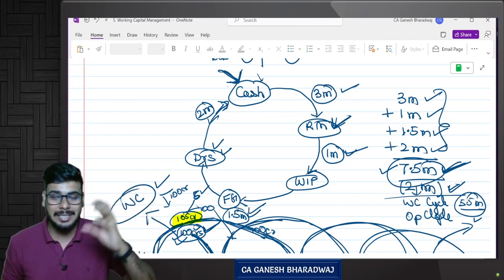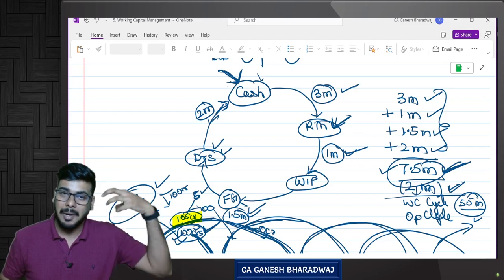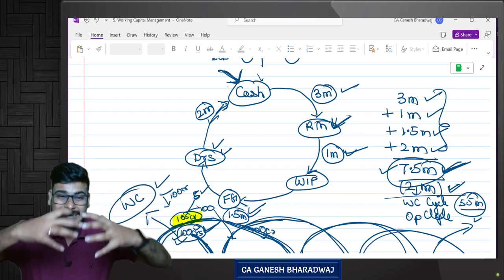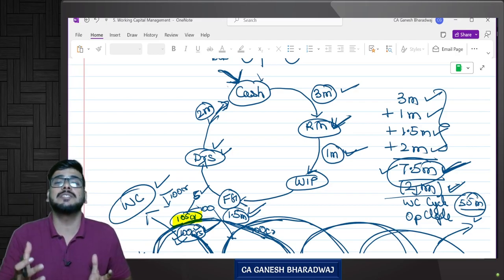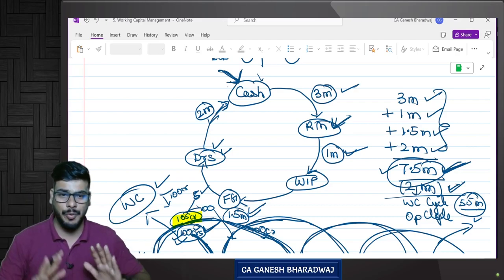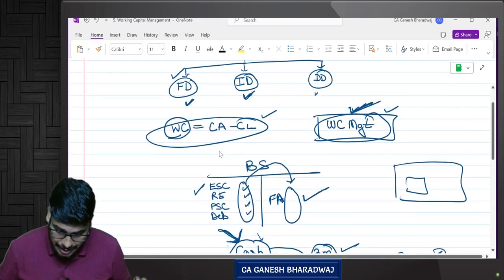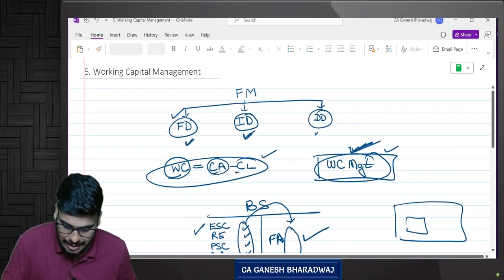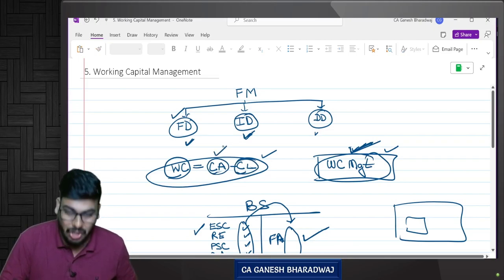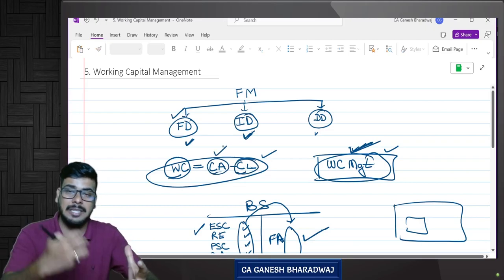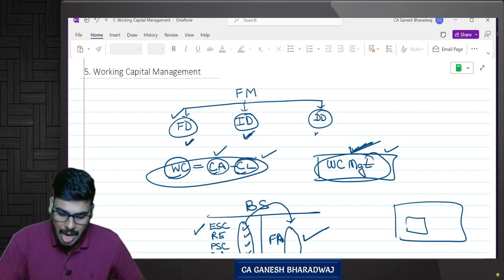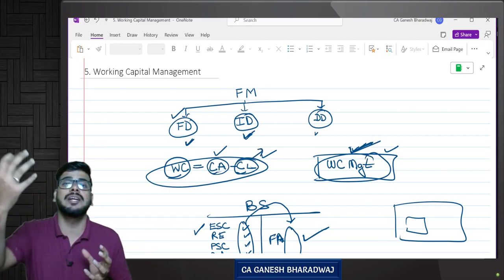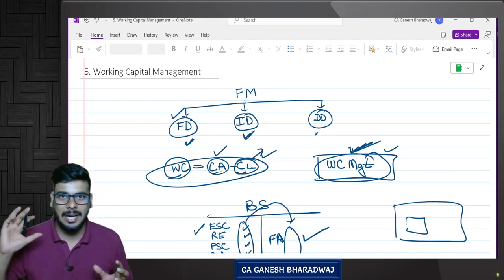And this is partly funded by external sources of finance like bank loans and all that. The other one is imbibed in the cycle itself, that is by way of trade creditors and short-term borrowings. Are you clear with this? So the reason why we call working capital current assets minus current liabilities is that this is the gross amount of investment required for my day-to-day functioning. Out of this, to the extent of current liabilities, it is being funded by my suppliers, etc. Are you clear with this?